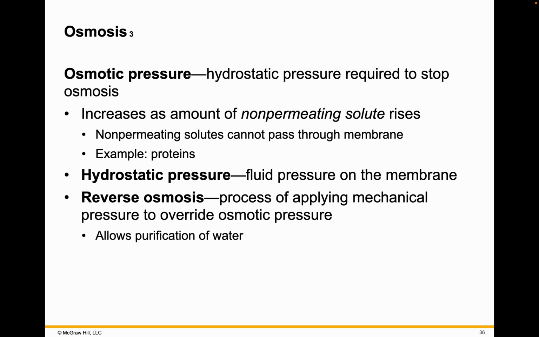So osmotic pressure is the hydrostatic pressure required to stop osmosis, and it increases as the amount of non-permeating solute rises. Non-permeating solutes cannot pass through the membrane. Proteins would be an example. Hydrostatic pressure is the fluid pressure on the membrane. Reverse osmosis is a process of applying a mechanical pressure to override osmotic pressure, and that's used to purify water.